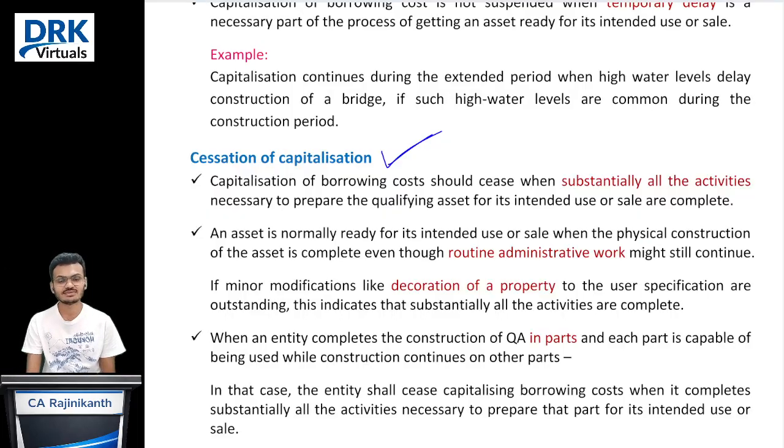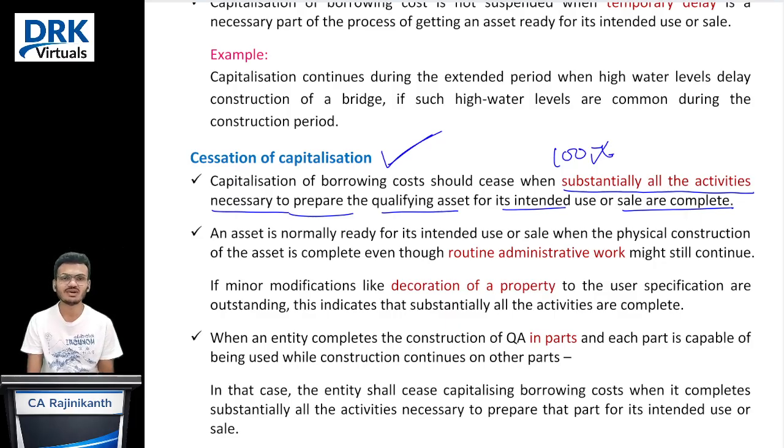So when to stop? When substantially all activities necessary to prepare the qualifying asset for its intended use or sale are completed. It means what? 100% construction is not required. If substantially all activities that are necessary to prepare the qualifying asset for intended use or sale are completed, stop capitalization of borrowing cost.